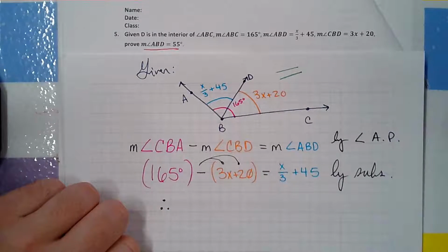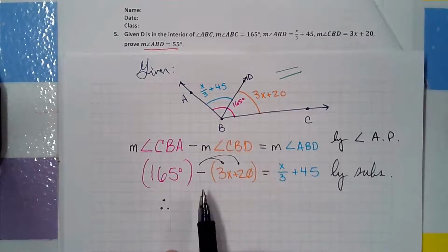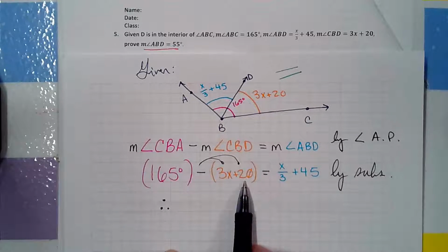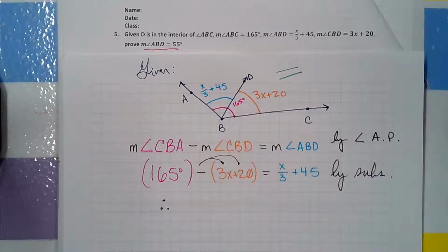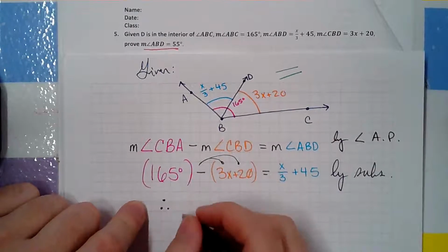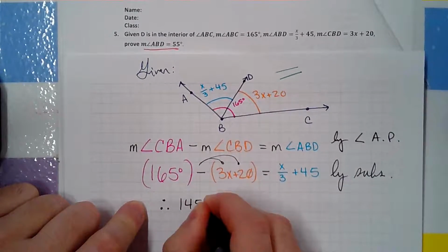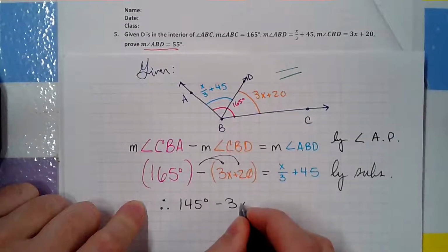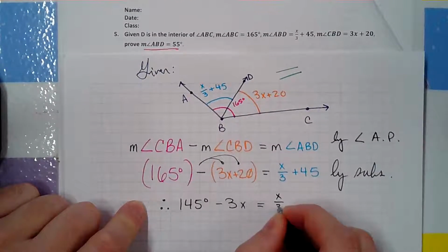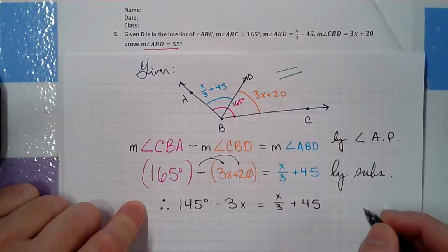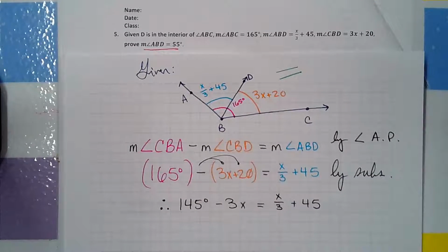Again, that's why you want to wrap things in parentheses whenever you plug something in. It'll save you little mistakes. If you just wrote this without parentheses, you might think it's just minus 3x and plus 20, but it's not. The minus goes to both. We're subtracting both of those ideas. Does that make sense? Distributive property? Okay, cool. So we have 165 minus 20. That's going to get us 145. And that's a negative 3x on this side. And again, that's just basic algebra. We're just putting stuff together.